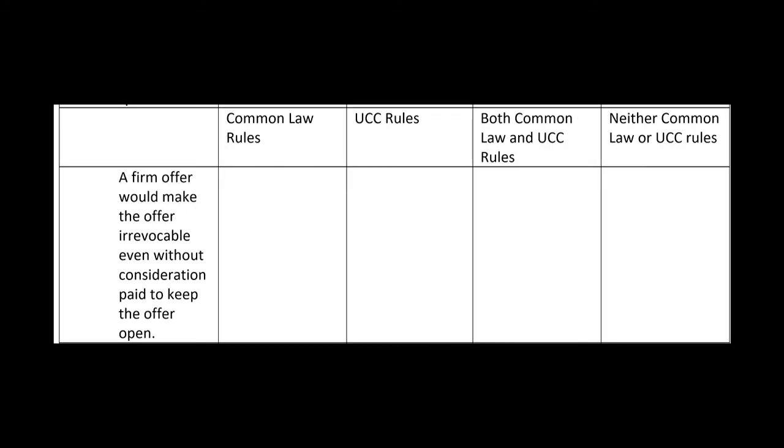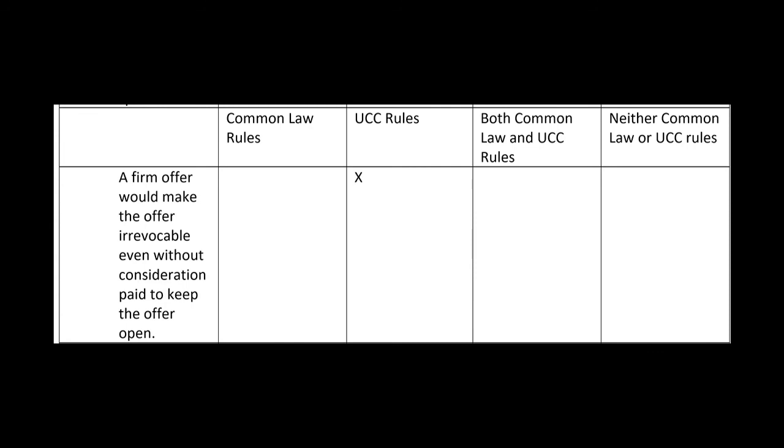All right, a firm offer would make the offer irrevocable, even without consideration paid to keep the offer open. Well, the general rule for an offer is that it can be revoked any time prior to acceptance, unless it's a firm offer. A firm offer is an offer that remains open, even without consideration paid to keep it open. But a firm offer only exists under the UCC rules.